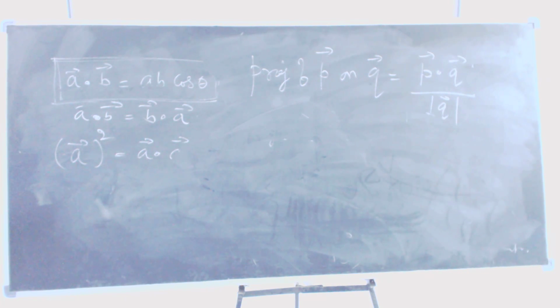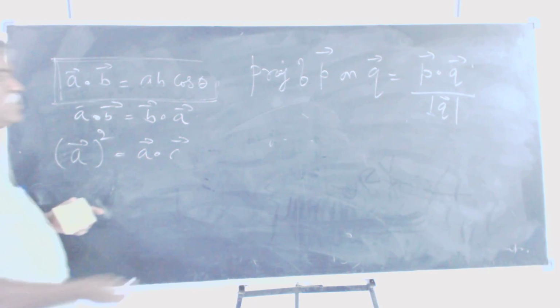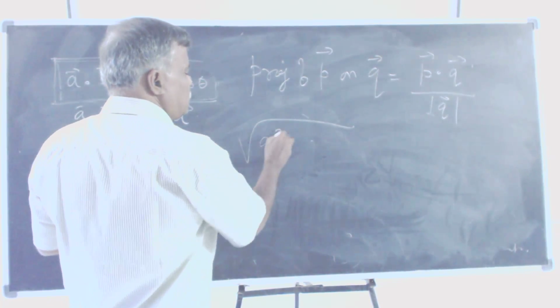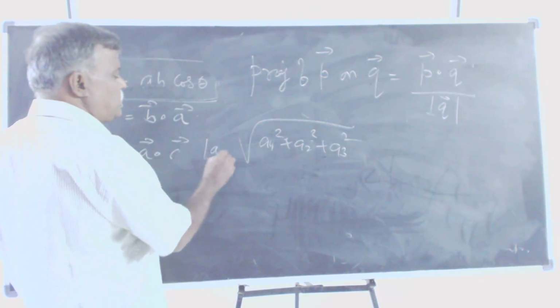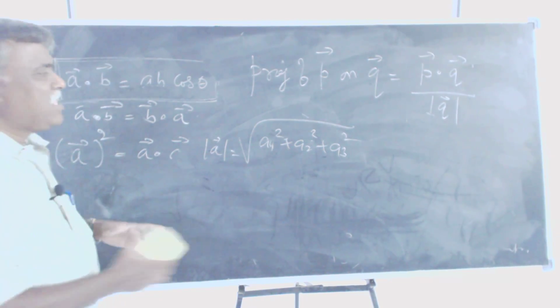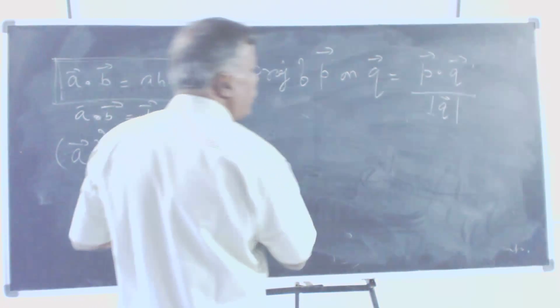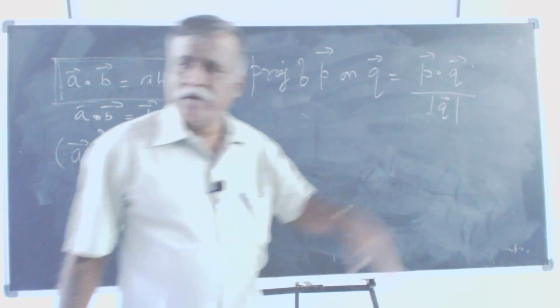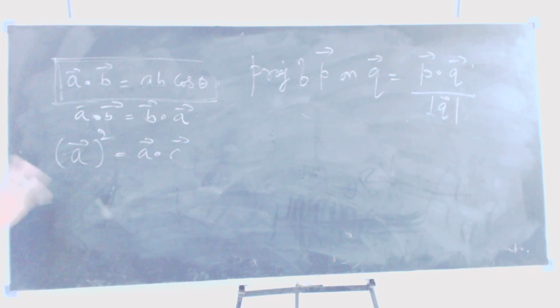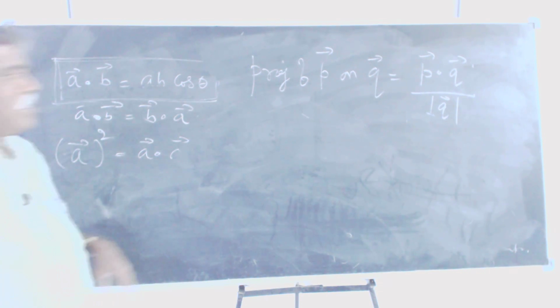You know how to find the modulus of a vector from 11th standard. If you are given A vector equal to A1 i plus A2 j plus A3 k, mod A equals square root of A1 square plus A2 square plus A3 square. This you know. This is the modulus of A vector. So two things: modulus of a vector you know from 11th standard. How to calculate dot product, we are going to see now. Right.